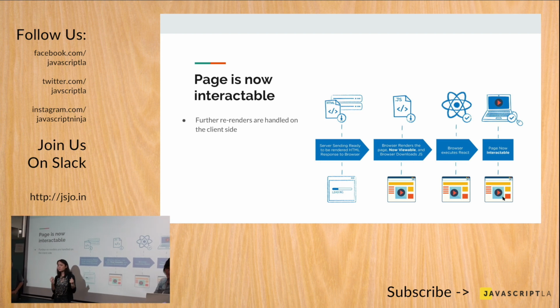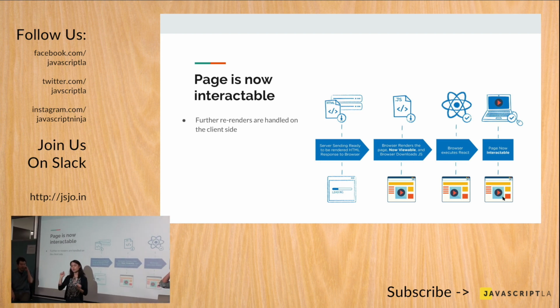And the important thing to note here is that after that first initial page load, if the user then goes on to navigate to another section in the single page app, any subsequent re-renders are going to happen on the client side. So it's only the first render that happens on the server side. Everything after that is happening on the client side. So you still get that fast interactivity that we love about React.